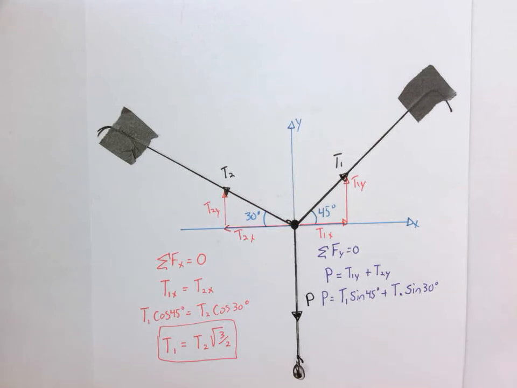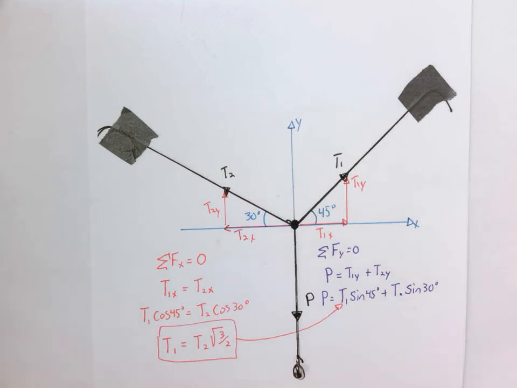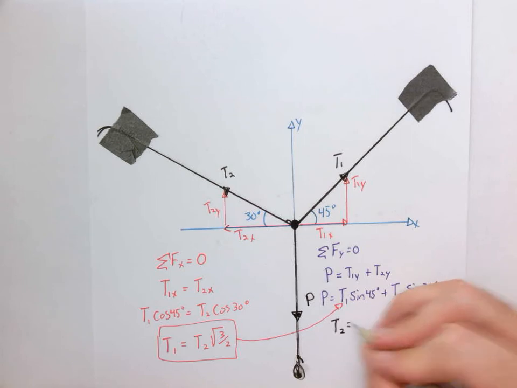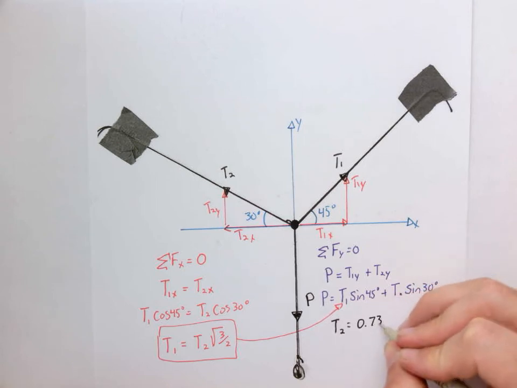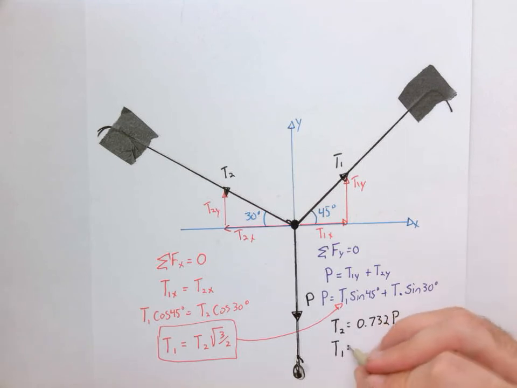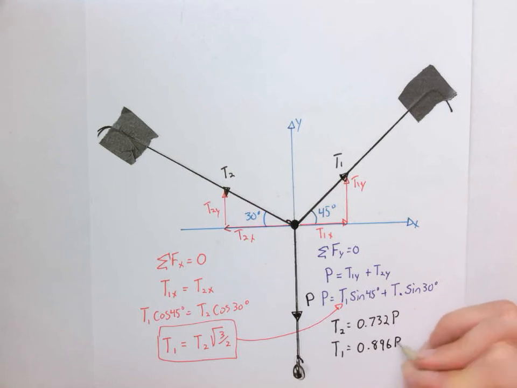So I can take these two relationships and combine them. Namely, I can stuff in my relationship for T1, and then solve for what T1 and T2 are in terms of P. So putting in actual numbers, instead of writing the square roots, I get that T2 is equal to 0.732 times P, and T1 is 0.896 times P. So now I know what T1 and T2 are in terms of my known load P.